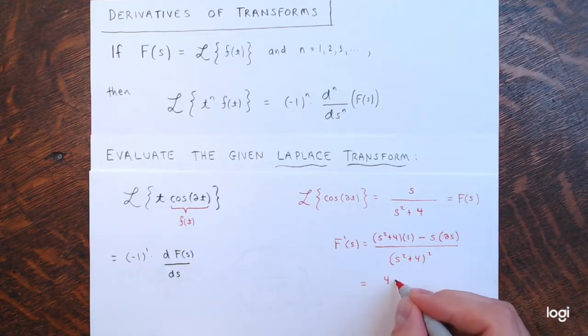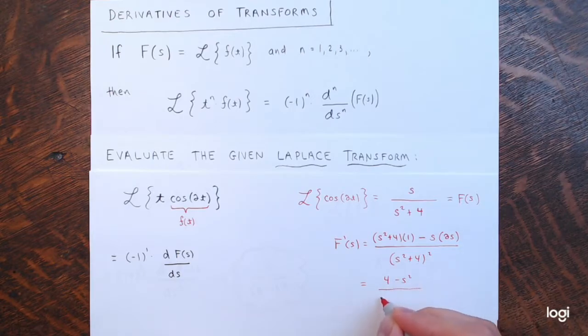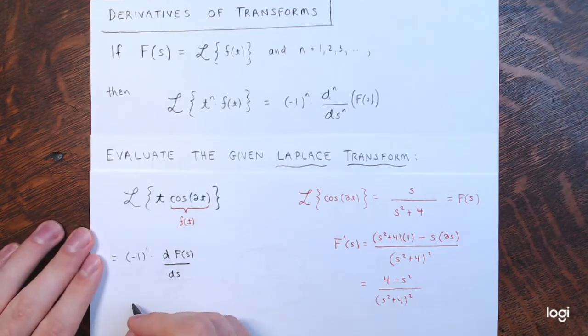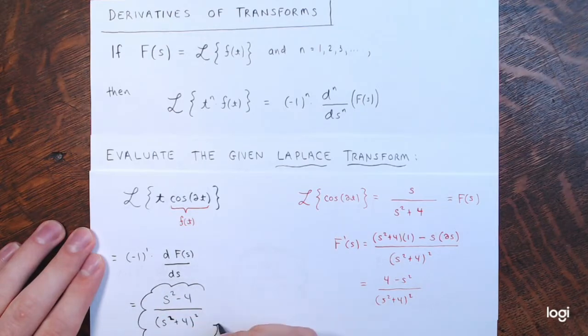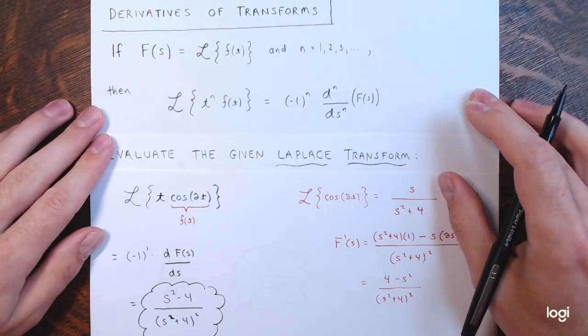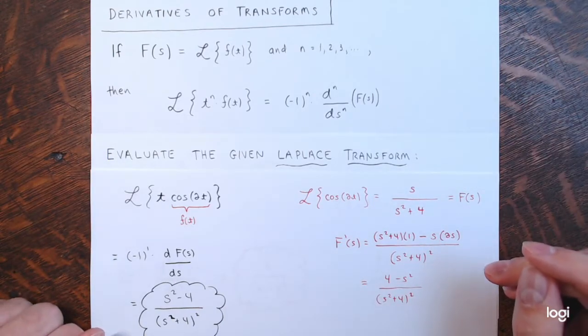So we end up with 4 minus s squared in the numerator, divided by the quantity s squared plus 4, squared, in the denominator. But then again, this first derivative is getting multiplied by negative 1. So that'll make the numerator s squared minus 4, divided by the quantity s squared plus 4 squared. And there's your Laplace transform of t times the cosine of 2t.